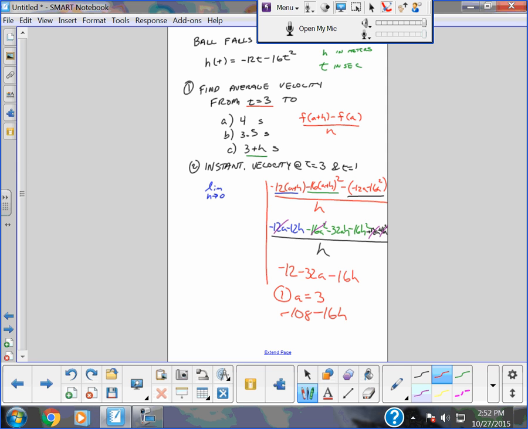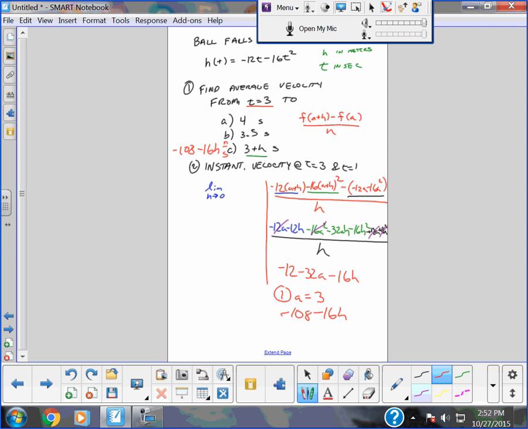Oh, can you just get rid of the 16h or no? No, because it was average. You're going to get rid of the 16h for instantaneous. Okay. So this is the answer to C right here. And I'll put meters per second.